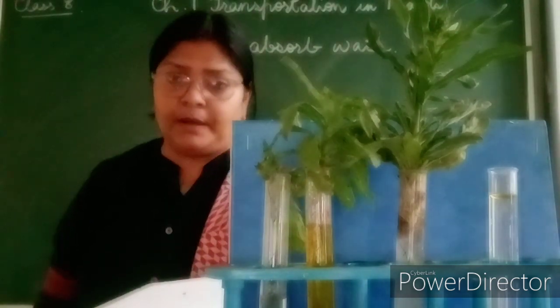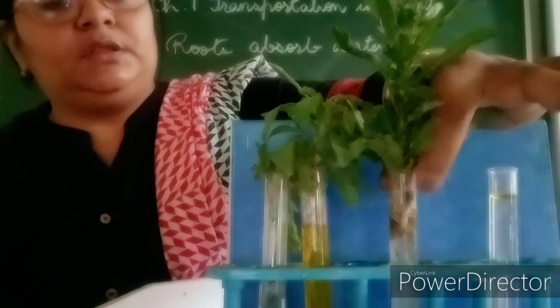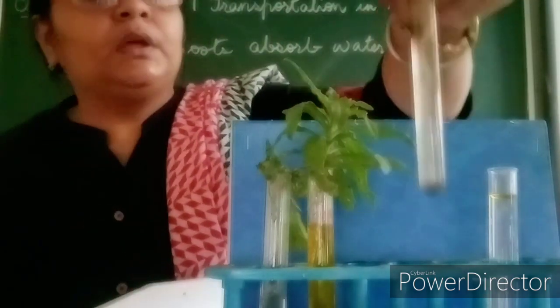For this I have taken 4 test tubes, test tube A, B, C and D. In the first test tube I put water and on top of it I have added a drop of oil. In test tube B I have taken an uprooted plant along with its roots and placed it, and seen to it that the roots dip in the water. Okay, roots are dipped in the water.